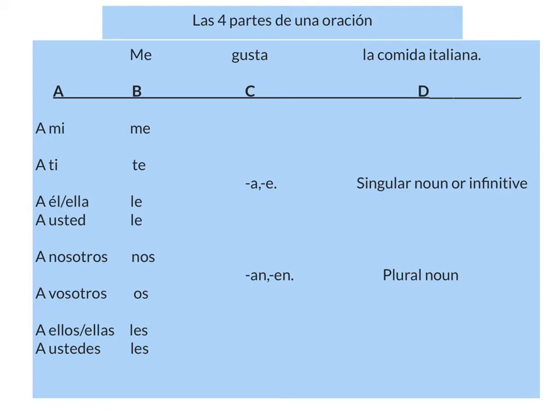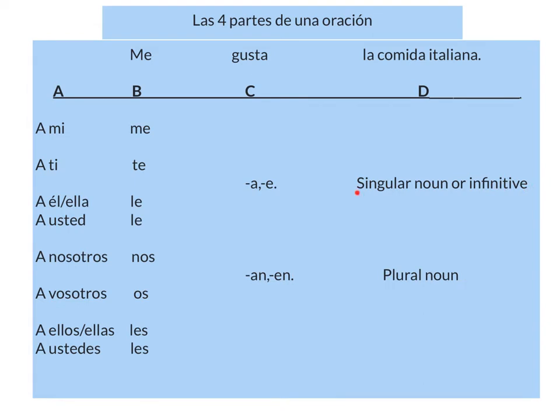So, in part D is where you'll find the thing that makes you happy, or the thing that you love, or the thing that you're interested in, or the thing you're fascinated or bored by. And so, there's only 3 options. In part D, you can only ever have a singular noun, an infinitive, or a plural noun.